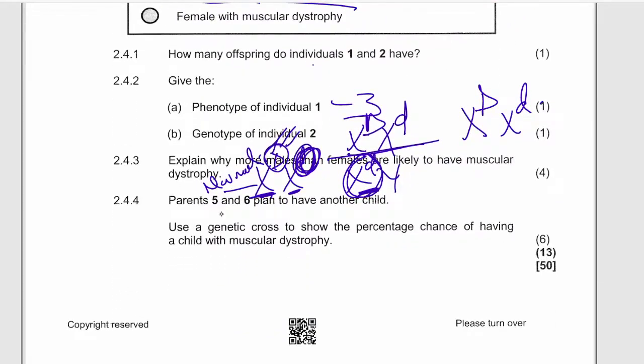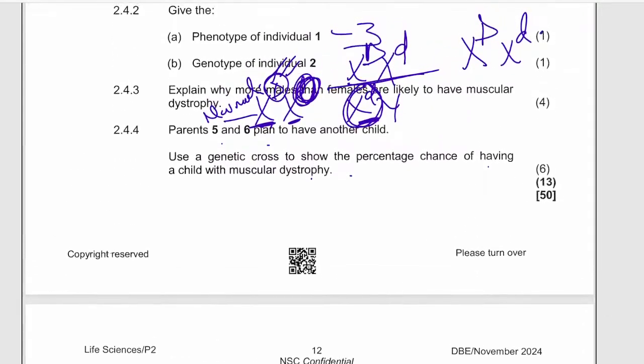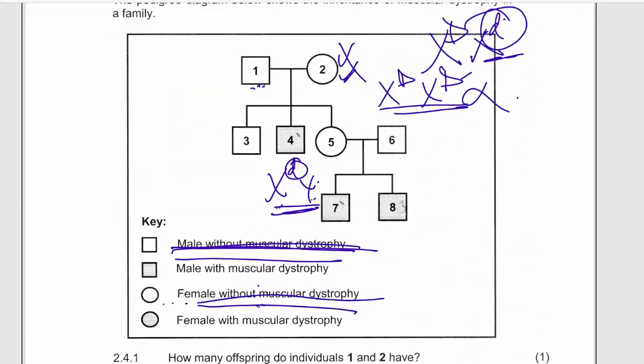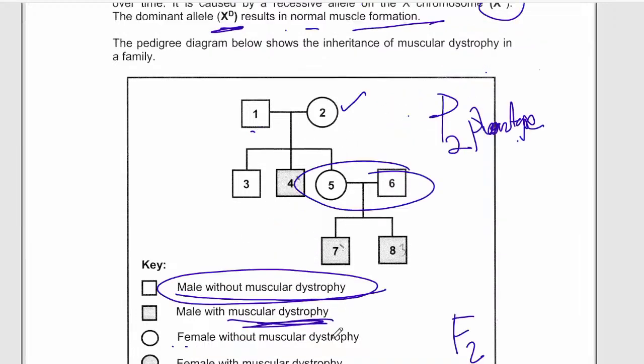Parents 5 and 6 plan to have another child. Use the genetic cross to show the percentage chance of having a child with this. You see, it's the same story again. Parent 4 and 5. What is parent? Another trick. I'm saying that. Just a moment.